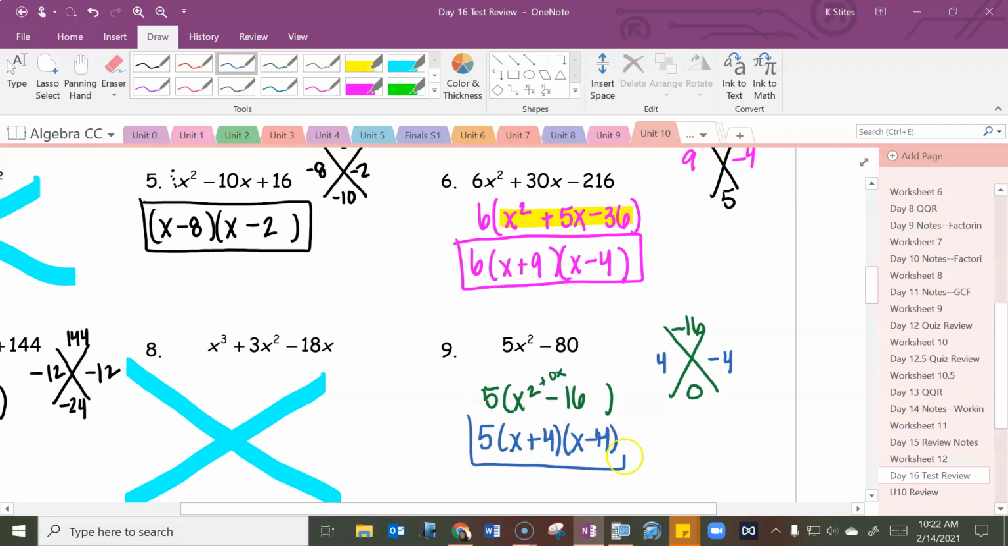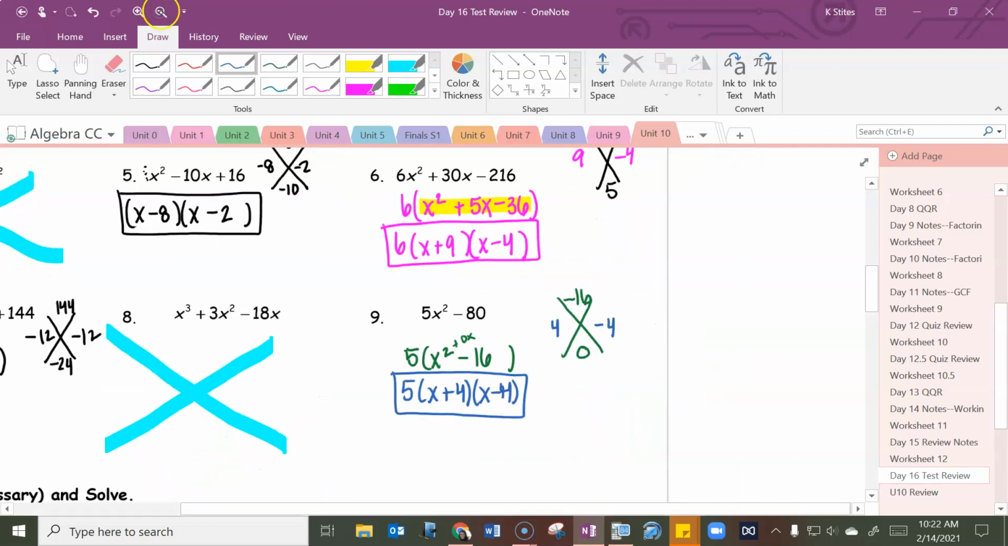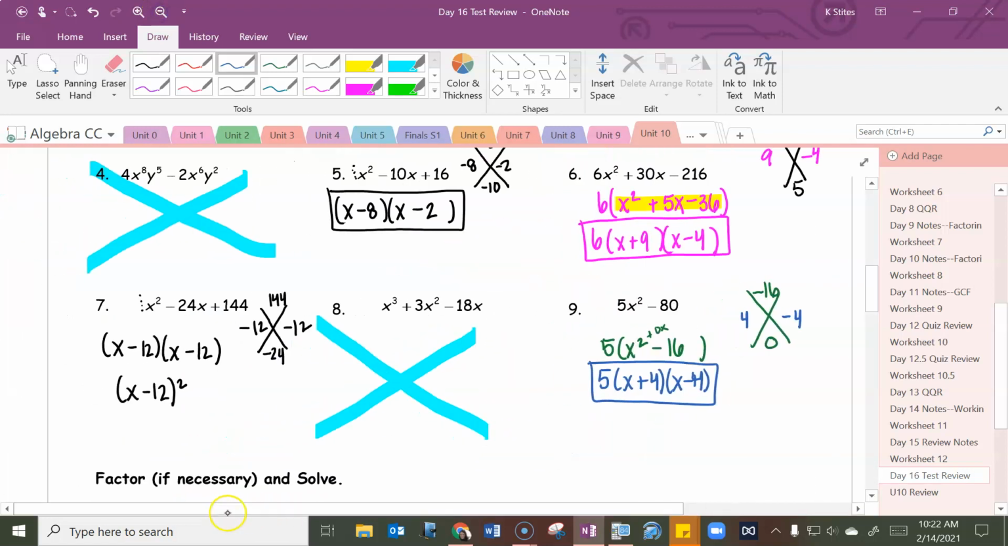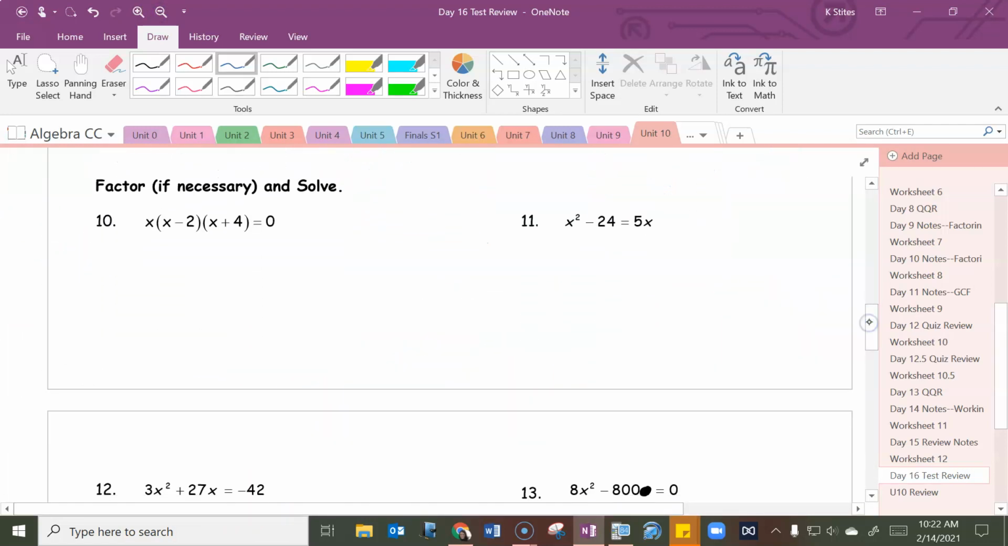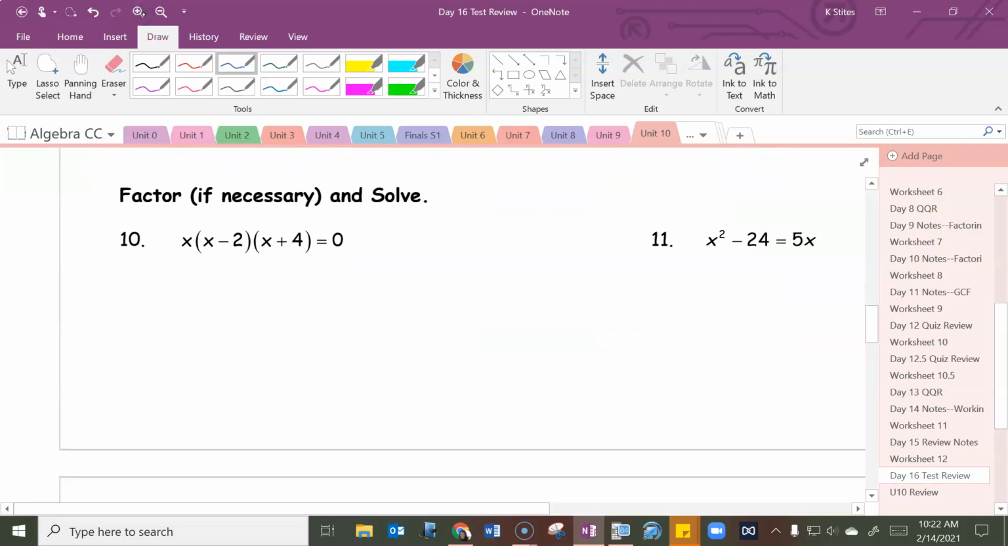And there's your answer. All right, so now we're going to factor if necessary and solve. So here's where we have these equal zeros.